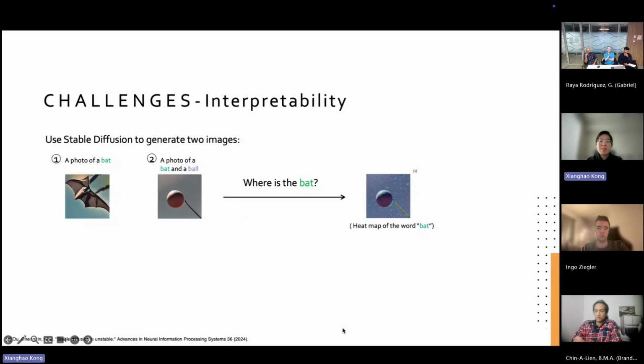We draw some heat maps, extracting features from the attention layers. We can see the heat map of the word bat, but it is just scattered over the whole image, right? So we don't know, maybe there is a bat ghost. There must be something strange happening, but it's really hard to explain. We have to interpret that.